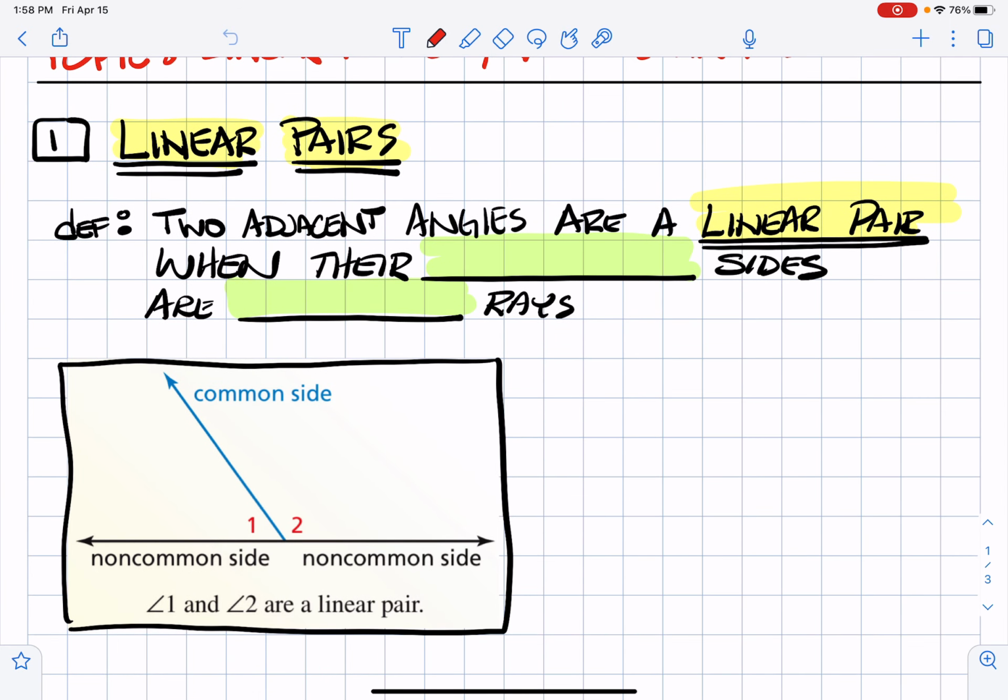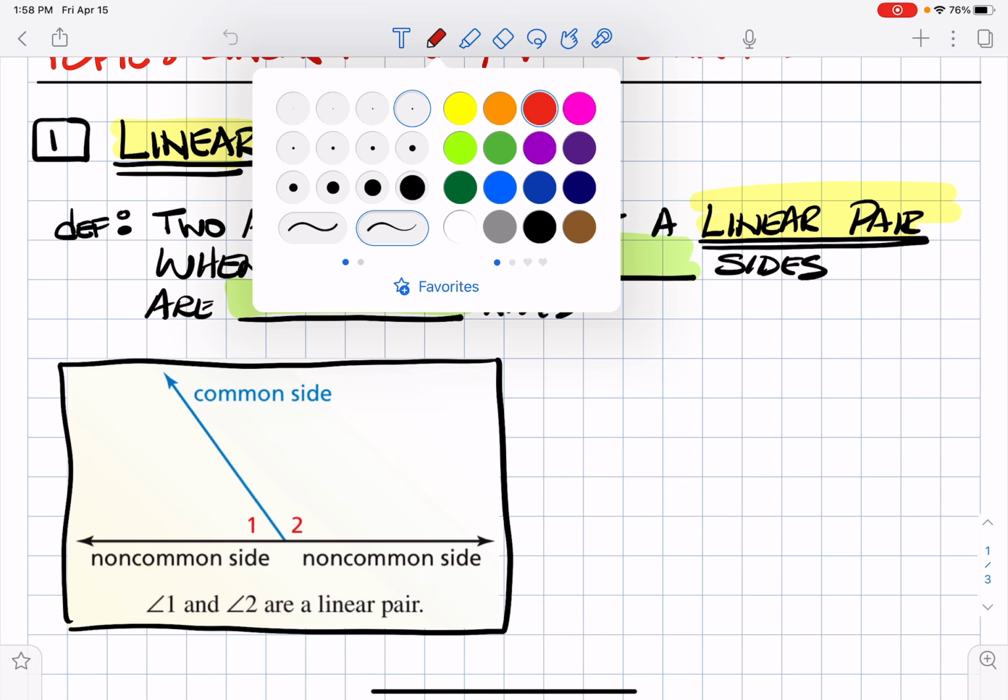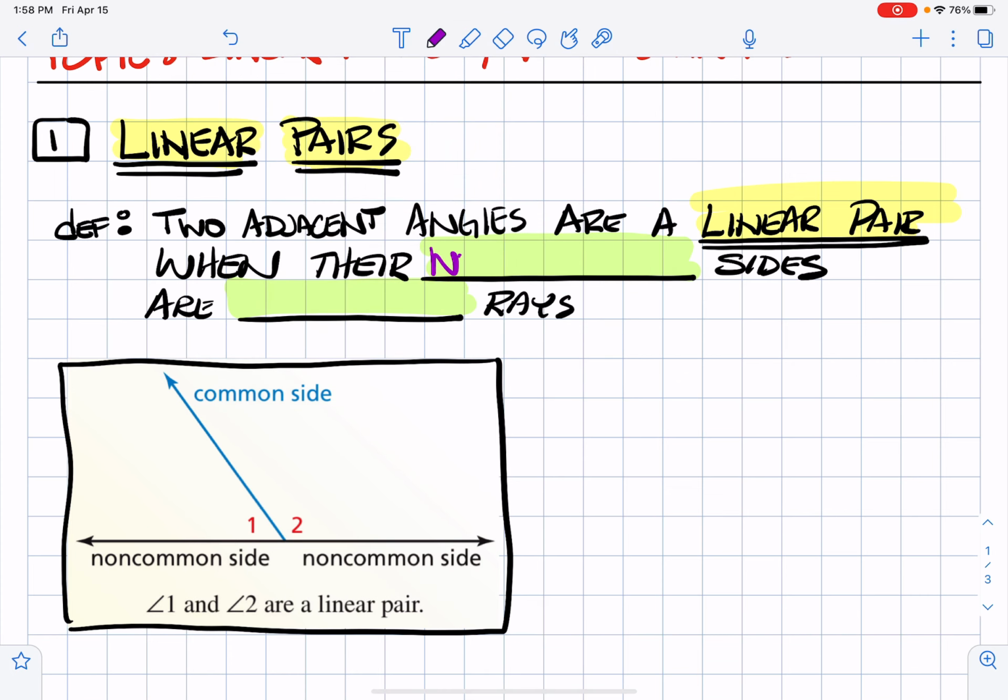So a linear pair is exactly what you think it sounds like. Two adjacent angles are linear pairs when, this is the important part, okay, when their non-common sides are opposite rays. So let's talk about that for just real quick here. Okay, what does that mean?